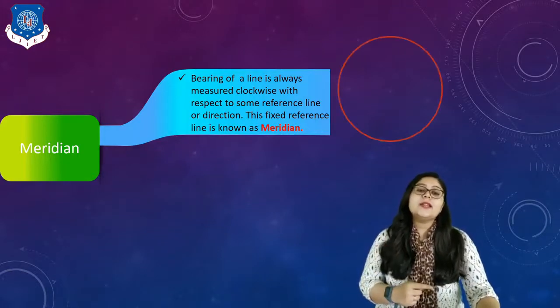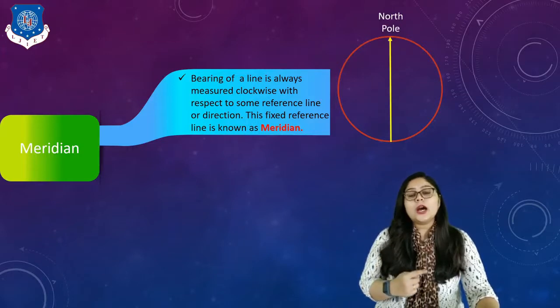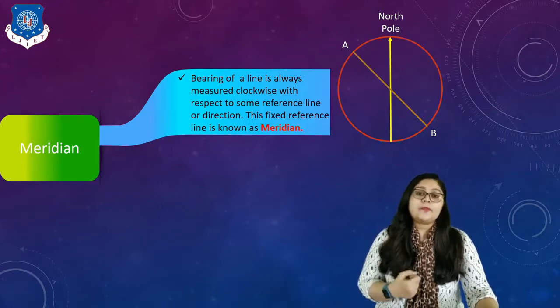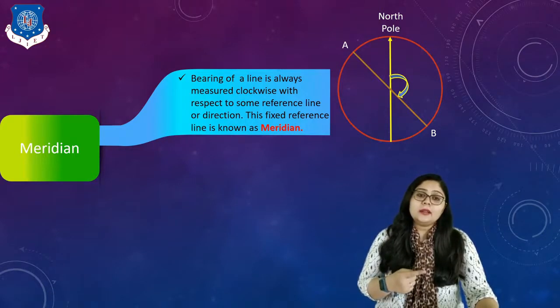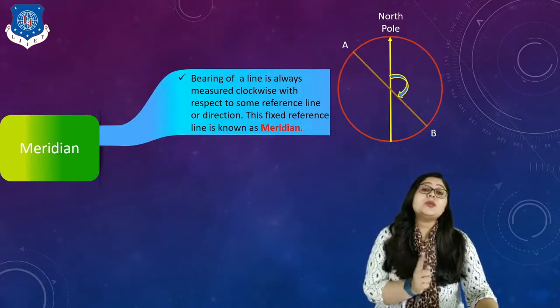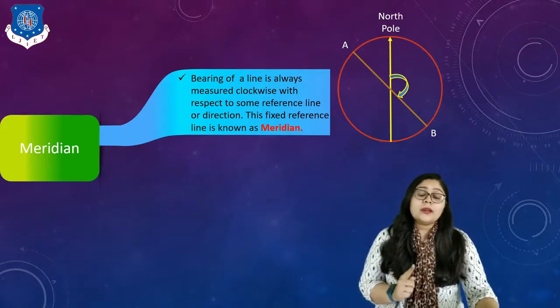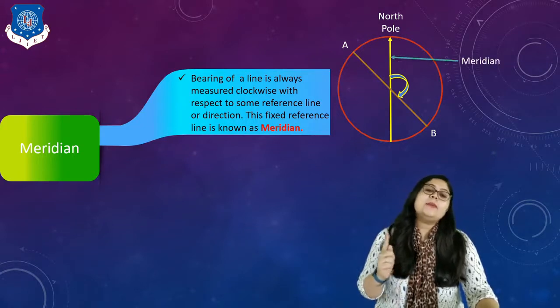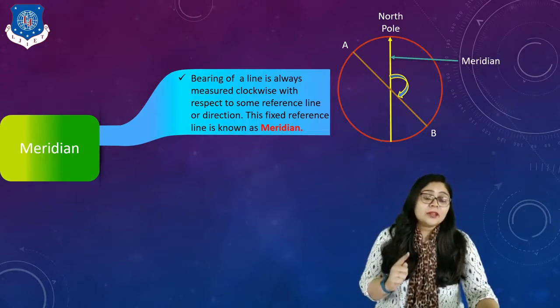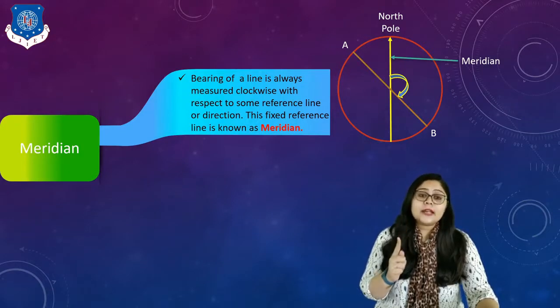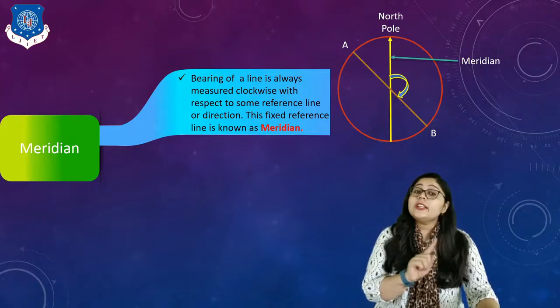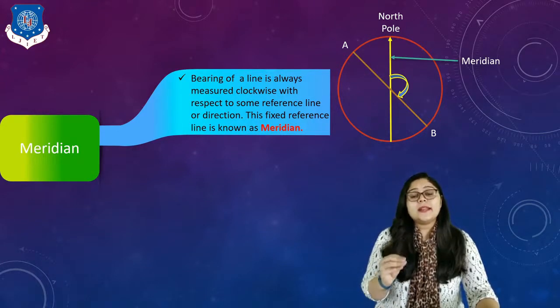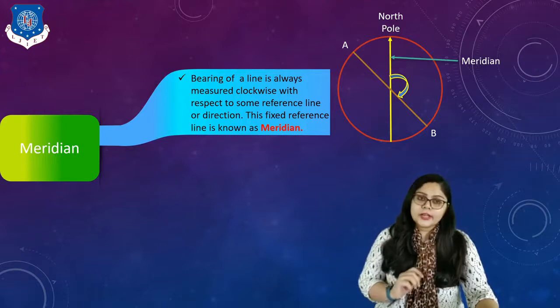So here assume this is the earth and this is the north pole of the earth, and this is the survey line on earth, survey line AB. Now, if I have to measure the angle in a clockwise direction, the concept is with reference to some line or direction. So here our reference line or direction is the north pole. So I can say it is my meridian. Is it clear, everyone? It is the reference line or direction which is known as the meridian, not the angle. So in simple words, a reference line is considered as a meridian, right?